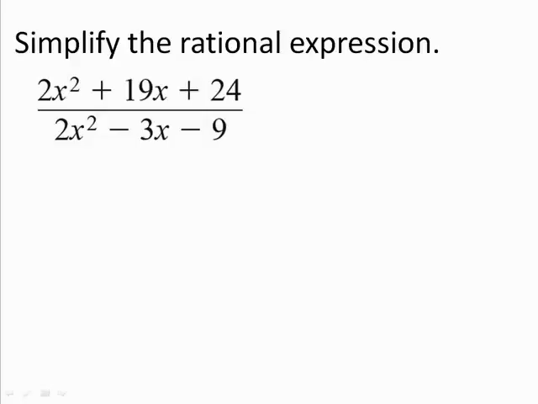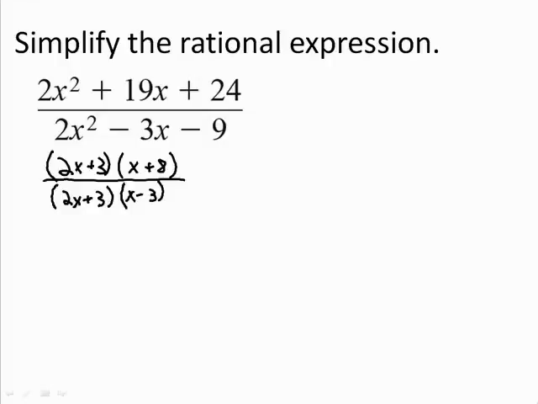Simplify the rational expression. 2x squared plus 19x plus 24 divided by 2x squared minus 3x minus 9. Factor both the numerator and the denominator. The numerator factors into 2x plus 3 and x plus 8, and the denominator factors into 2x plus 3 and x minus 3. The 2x plus 3 in the numerator and in the denominator cancel out. You are left with x plus 8 divided by x minus 3.